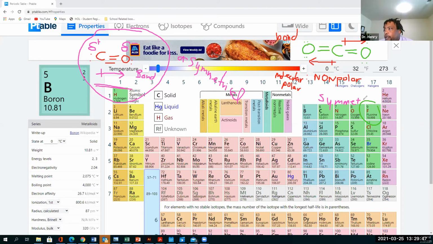Okay, so now I'm going to ask you another question, and I want you guys to think about this. So if we have this molecule, I'm trying to find room to write more stuff. So if we have HCN, let's see, I think that's it. 1, 2, 3. Actually, let's do this.